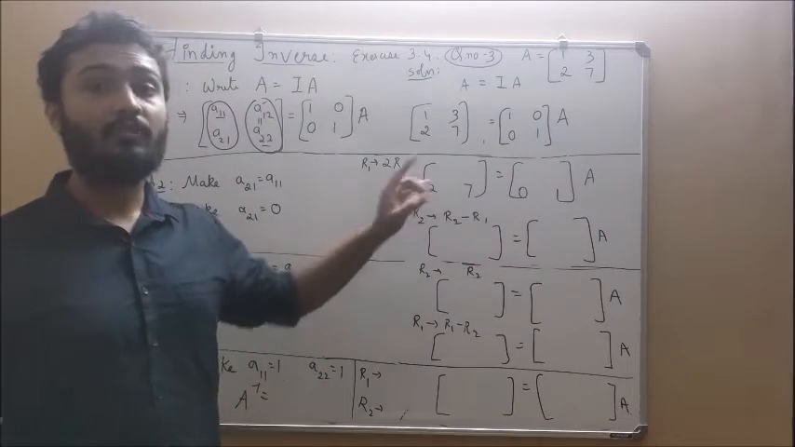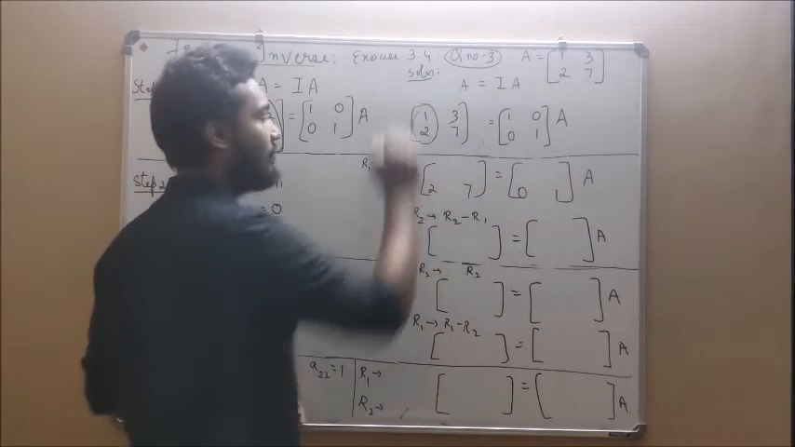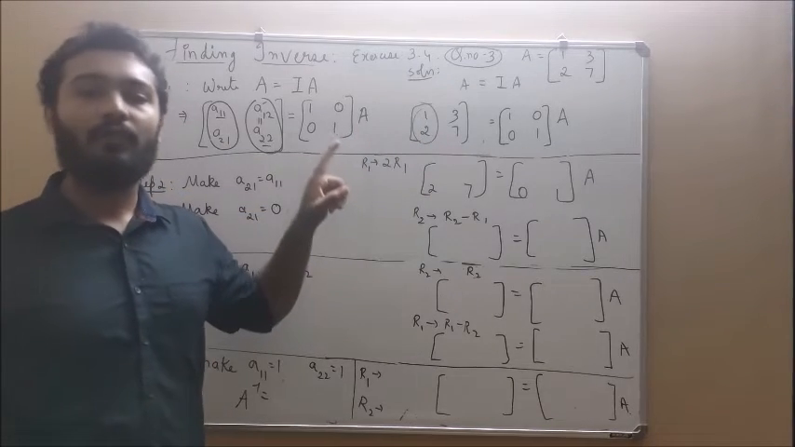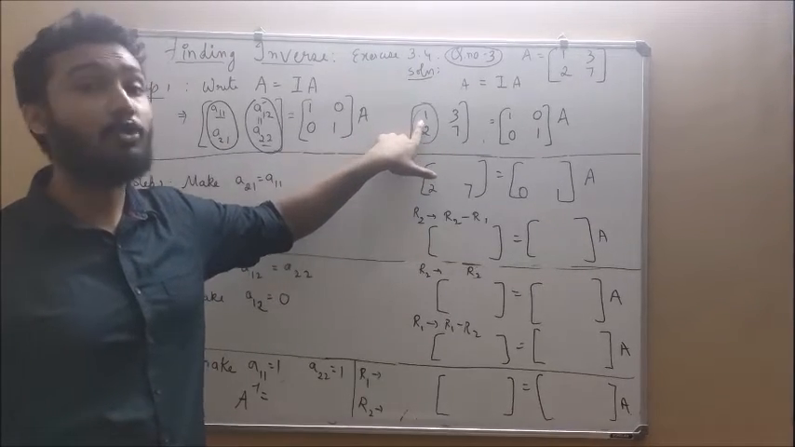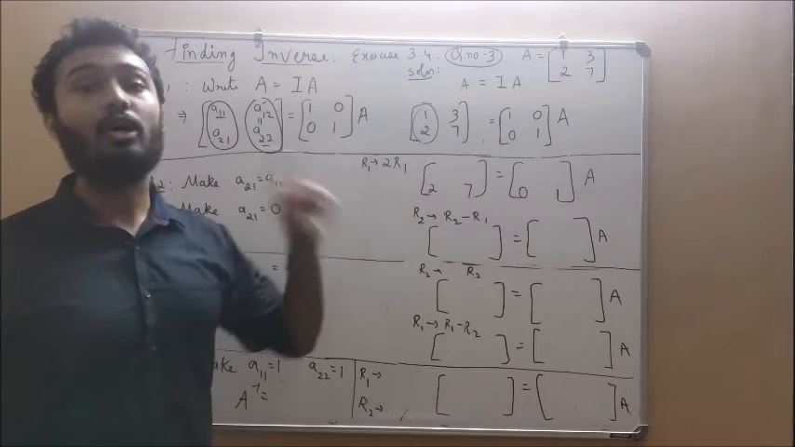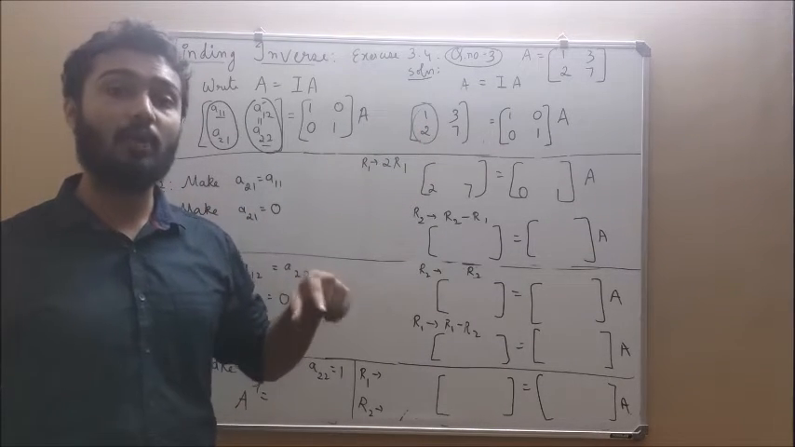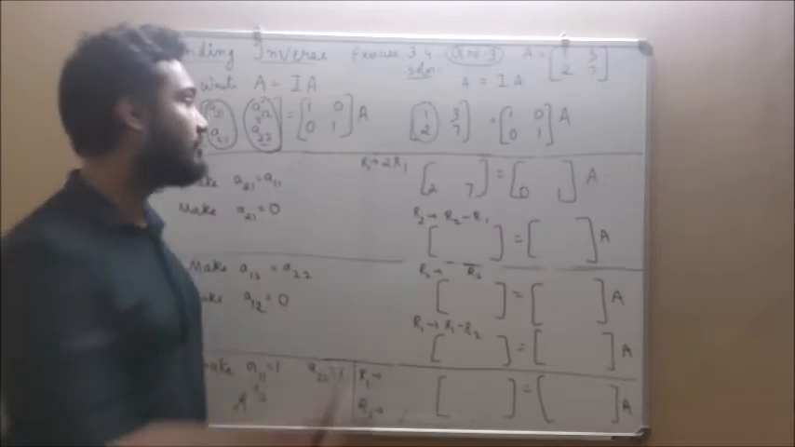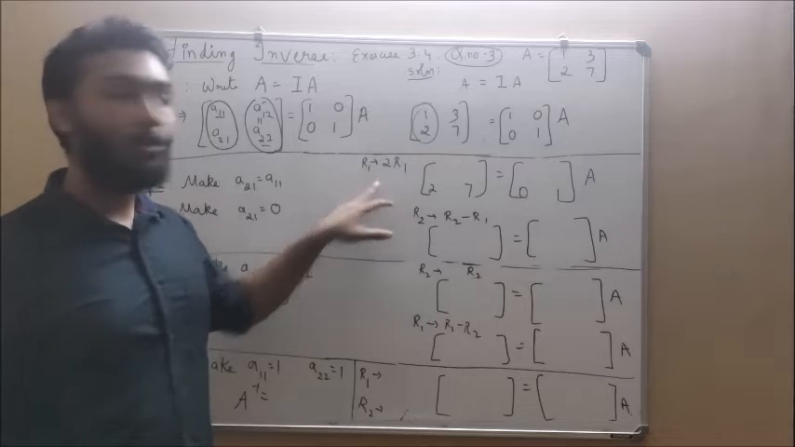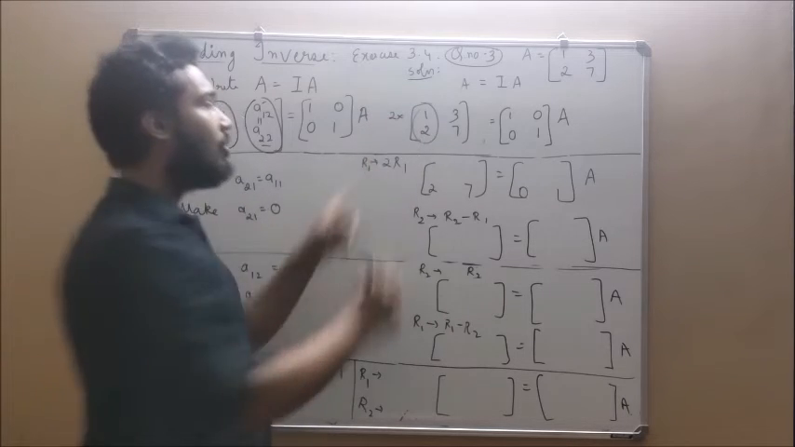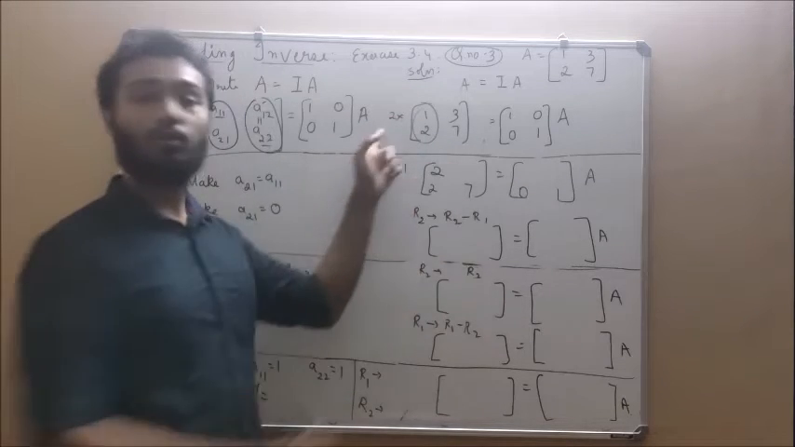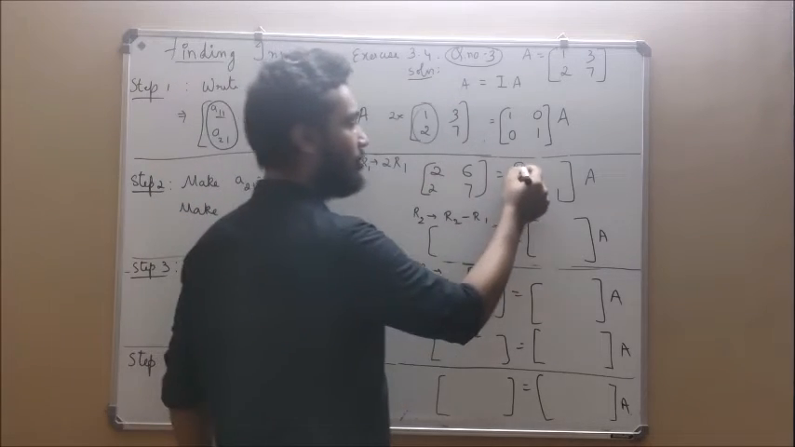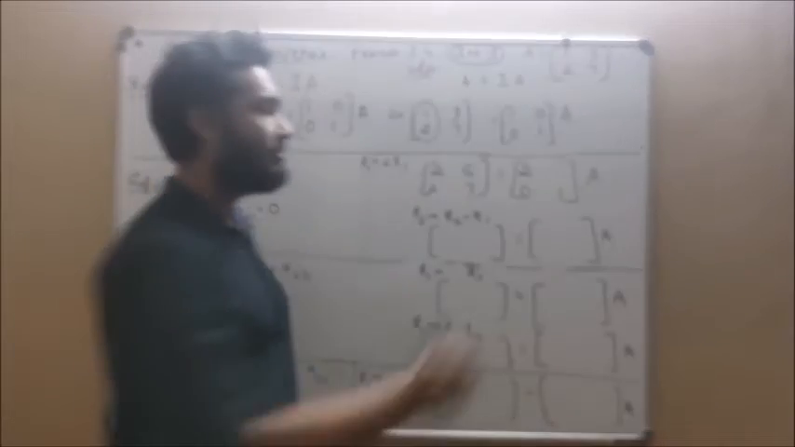Next what we will do? We have to make these two equal. Now 2 is there, 1 is there. We have to make this 2. How to make this 2? Multiply the row 1 by 2. So when you multiply the row 1 with 2, what you get? 2 1s are 2. 2 3s are 6. 2 1s are 2. 2 0s are 0.